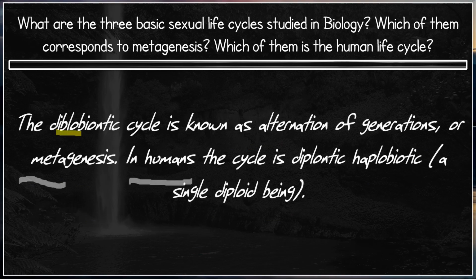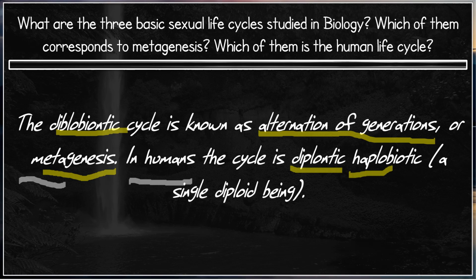The diplobiontic cycle is known as alternation of generation or metagenesis. In humans, the cycle is diplontic. Haplobiontic, a single diploid being.